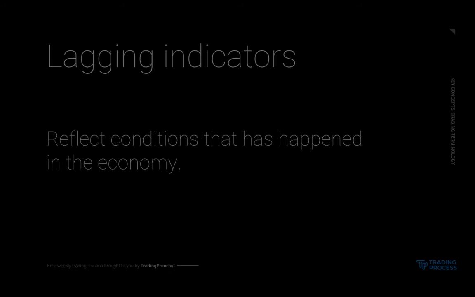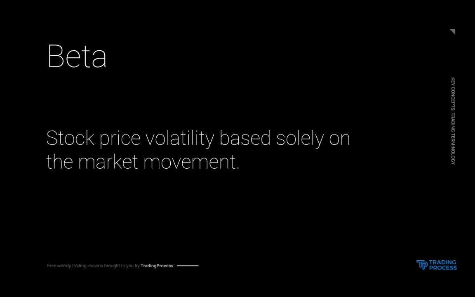We also have, when it comes to return, beta. Beta is the stock price volatility based solely on the market movement. So the US stock market has a beta of 1. Let's assume that there's a stock that also has a beta of 1. This is information that is publicly available, and you can go on, for example, Yahoo Finance and find out more about beta. So let's assume stock X has a beta of 1. What this means is that if the US stock market moves 10% up, this stock will also move 10% up. So it reflects the movement of the stock market.